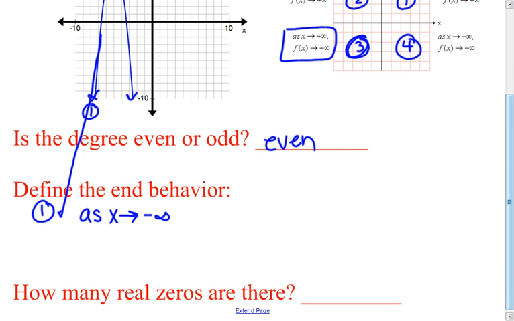So as your x value is getting smaller, your y value, or your f of x, is also getting smaller because it's going down and down and down. So as x gets smaller, your y value, or your f of x, also gets smaller, okay? So just so you know that that's what happens. As x gets smaller, f of x gets smaller, okay?